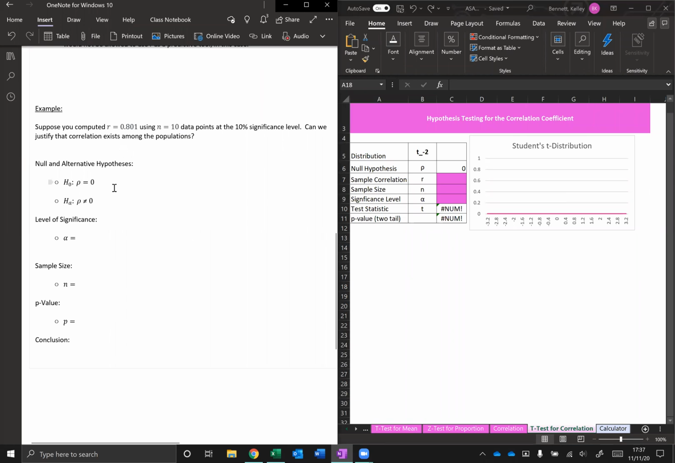So it's always good practice to state your null and alternative hypotheses. So here, of course, H naught: rho is 0. HA: rho is not 0. And so that means we're always going to have this two-tailed test.